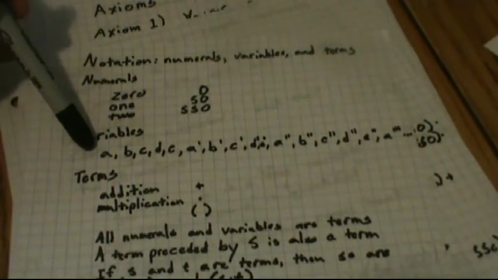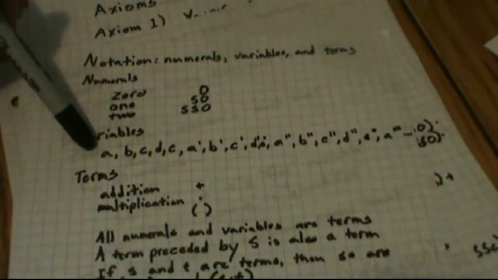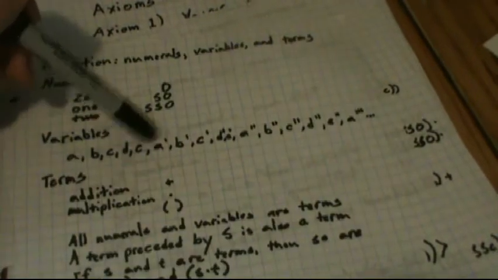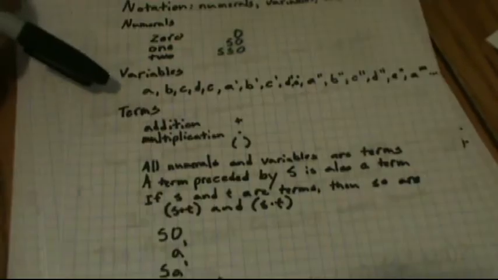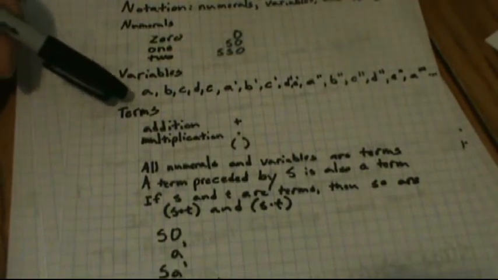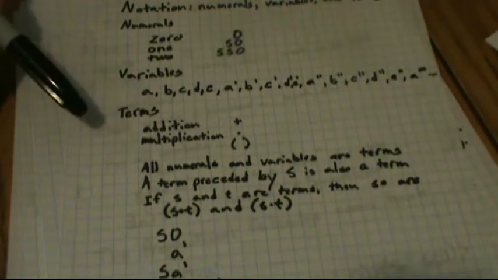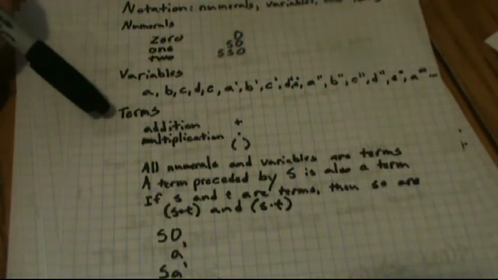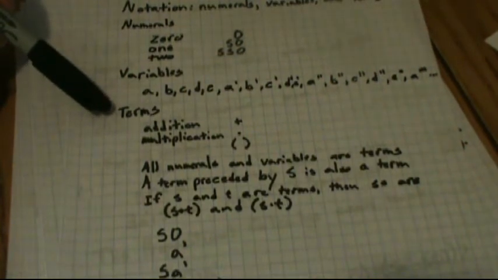For variables, we'll use the same sort of system we did when talking about atoms of the propositional calculus. We'll do a through e and then add primes. We might be getting ahead of ourselves a little bit here, but we're going to talk about what constitutes something called a term that we'll need quite often once we're learning how to actually construct this system.